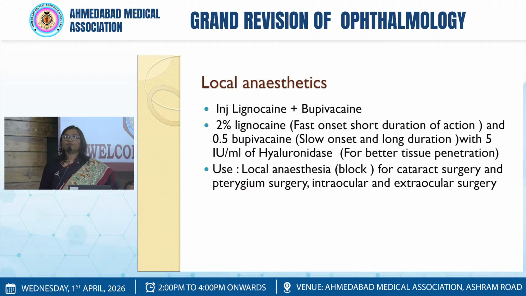The type of block commonly used is peribulbar anesthesia, but previously retrobulbar block was also given. Nowadays retrobulbar block is only given in patients with mucormycosis, where we give retrobulbar amphotericin, or in patients with methyl alcohol amblyopia, where we give retrobulbar dexamethasone. Otherwise the majority of surgeries are done under peribulbar or topical anesthesia.